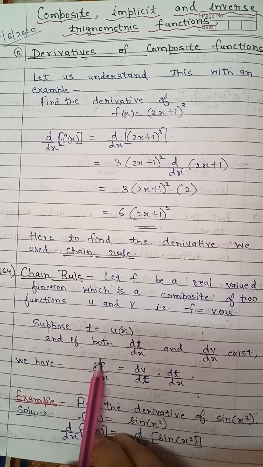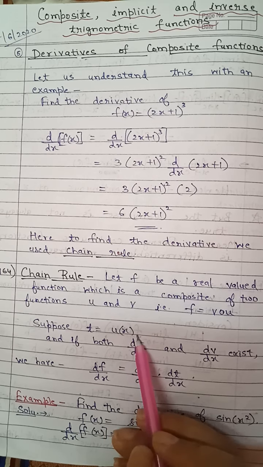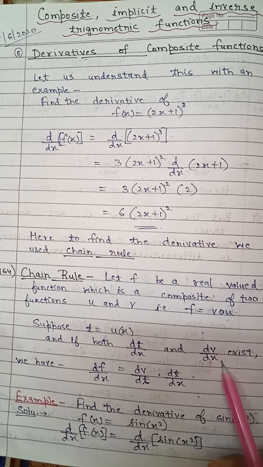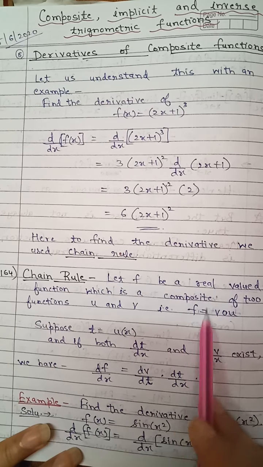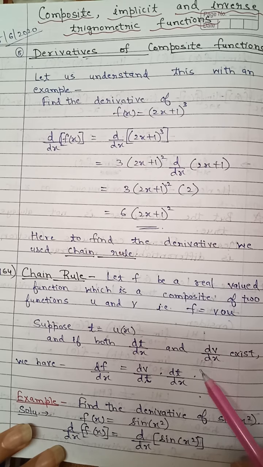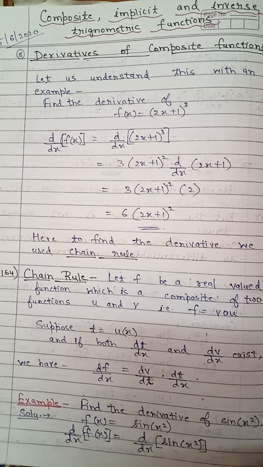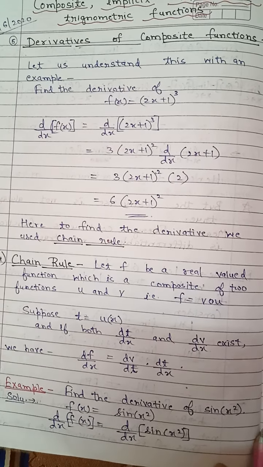So how will we use the chain rule? If t is a function of x, and if both dt/dx and dv/dt exist, then we can write df/dx. Finding the derivative of this function, we can write dv/dt into dt/dx. Let's understand more easily with the help of an example how we are going to use this chain rule.